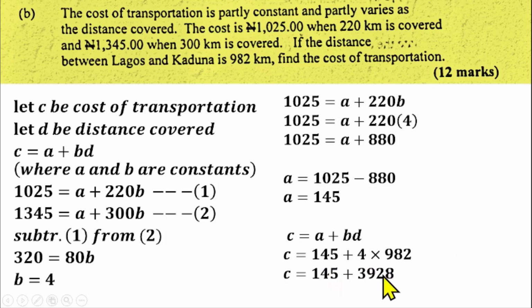If you simplify that with your calculator, we have 145, 4 times D will give us 3,928. Add this together, that gives us 4,073 naira as the cost for the distance between Kaduna and Lagos. So that's the end of question number 7B.